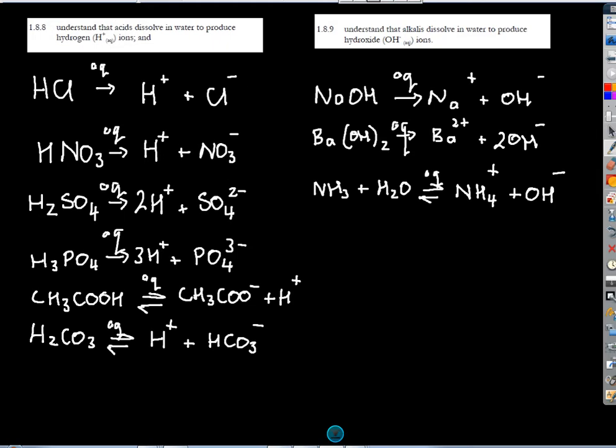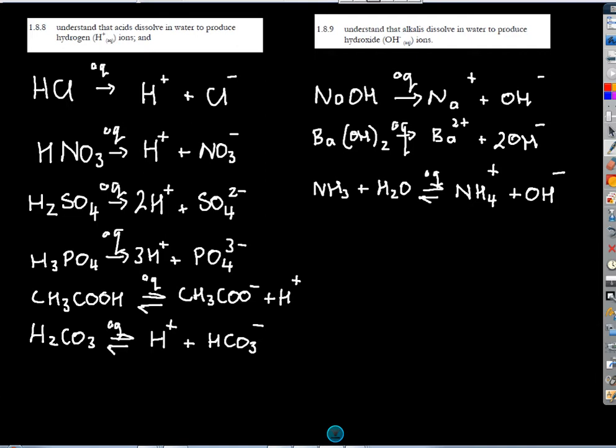So the first thing that we're going to look at here is that you have to understand, these are just little cutout typed bits at the top of the page or from your specifications. So the first thing you need to understand in 1.8.8 is that acids dissolve in water to produce hydrogen ions. Now this was already discussed in video number 1, the introduction to acids and alkalis. You should be well familiar with it.